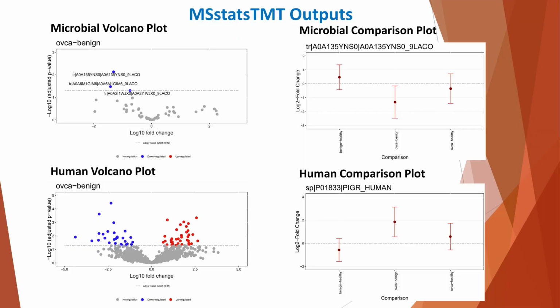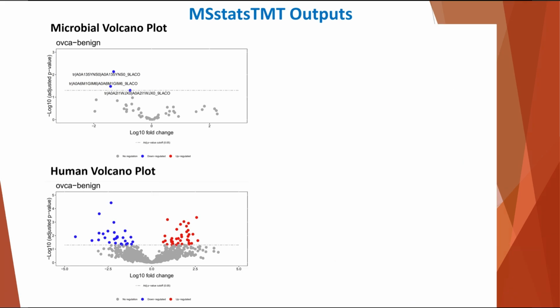The top 2 plots are for microbial proteins, and the bottom 2 are for human proteins. We have the volcano plots on the left and comparison plots on the right. I'm going to temporarily cover the comparison plots while I discuss the volcano plots. A volcano plot visualizes the log-fold changes and negative log 10 of adjusted p-values for a comparison between two sample groups, also known as case groups, for the quantified proteins.